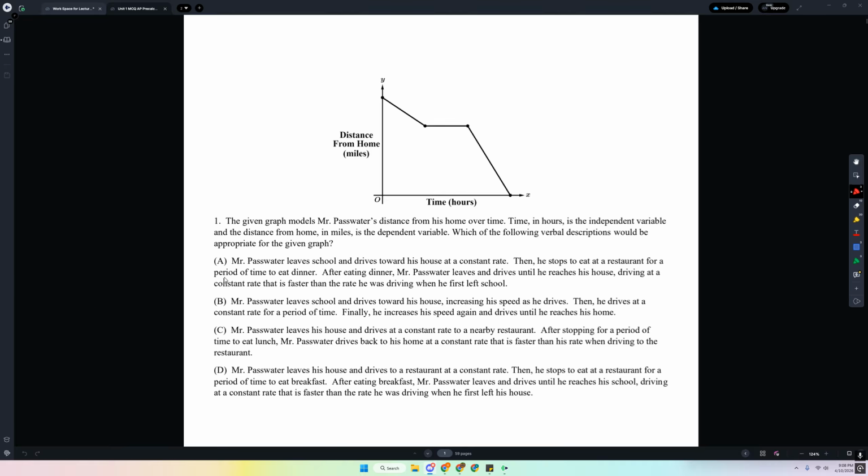Okay, the answer is A. Because as you see, it's first a constant rate, so we can take out B, because that says increasing his speed, so it would be curved in some way. It stops at the restaurant, so that would be your pause. And then finally it says he drives until he reaches his house, so that would be A. It wouldn't be C or D because that would be the other way around. It says he leaves his house, which means distance from home would be going away, not towards.